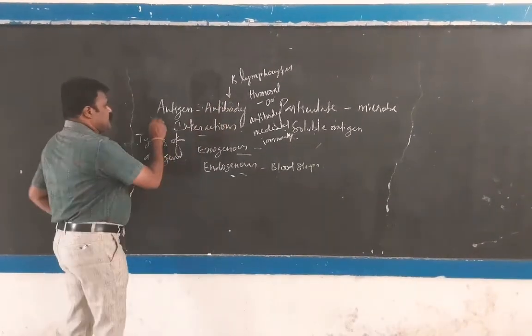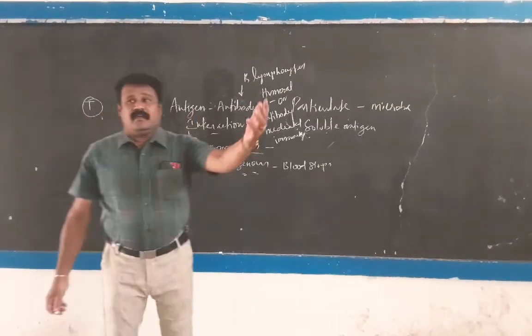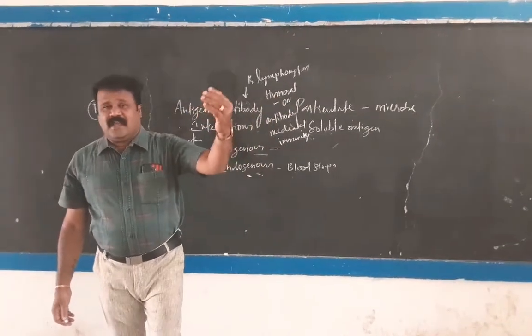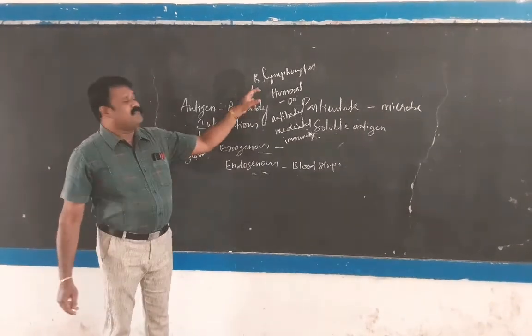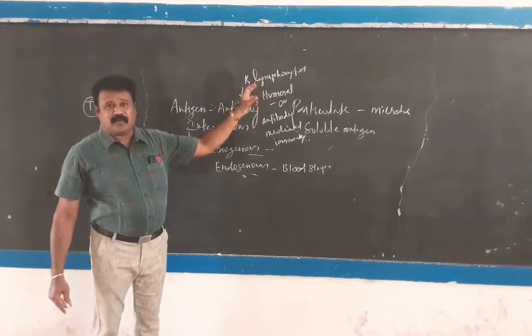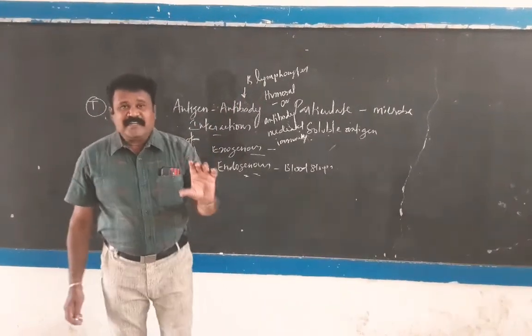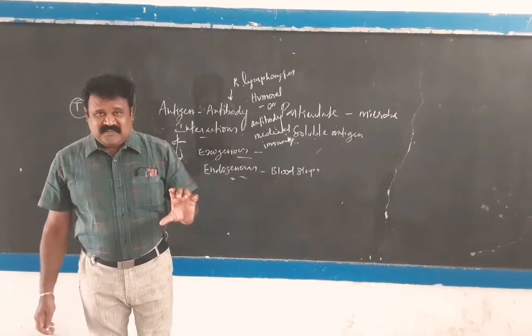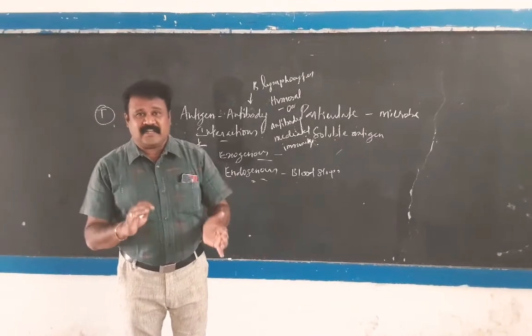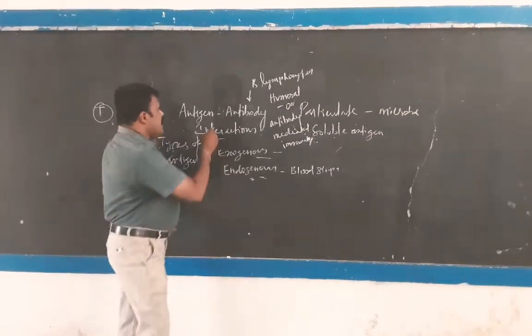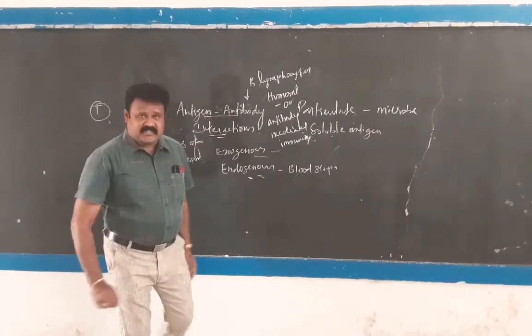Now imagine a microbe or any antigen comes from outside. Very immediately our B lymphocytes release the antibodies. The antibodies go in contact with the antigen. Both bind with each other and the antibody destroys the antigen. This is called antigen-antibody interaction.